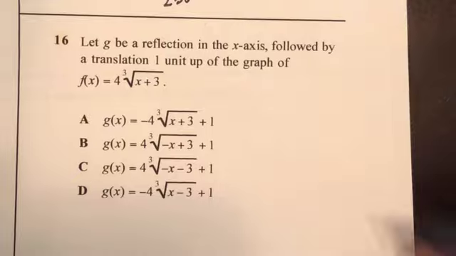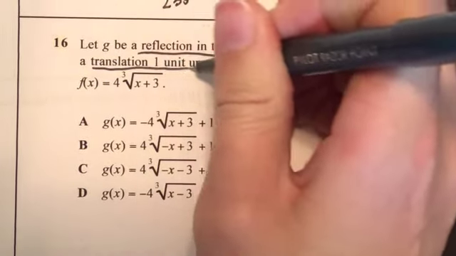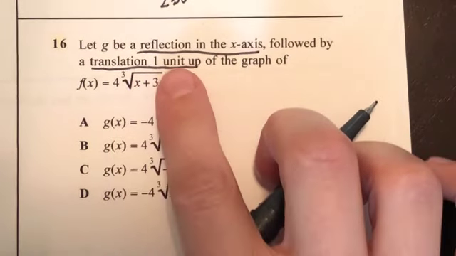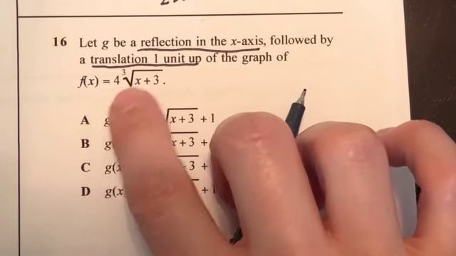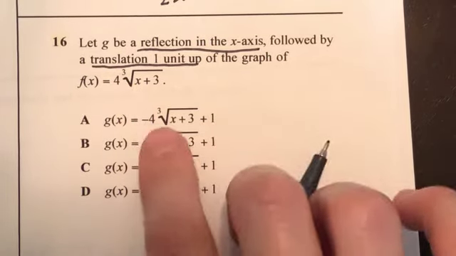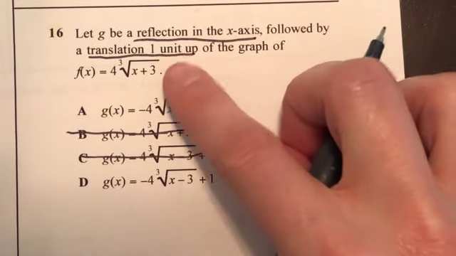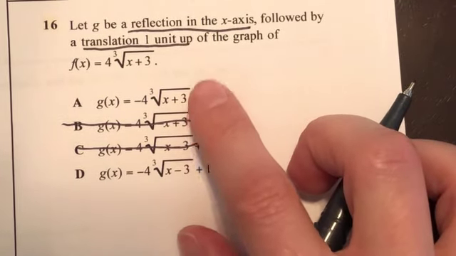Number 16, we're going to let G be a reflection in the x-axis, followed by a translation 1 unit up of this following function. So we remember a reflection in the x-axis is going to make our function a negative, so it becomes -4 out in front. And then if I translate 1 unit up, what it's going to do is it's going to add 1 to the outside. So our answer is A.